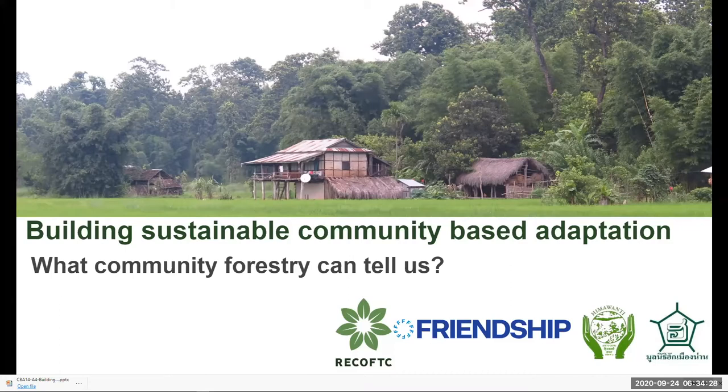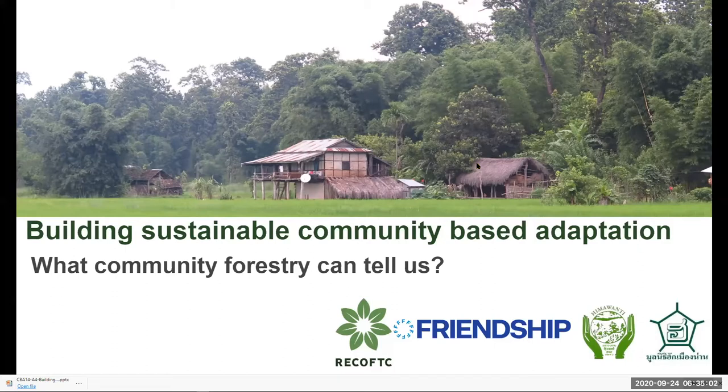Okay. So the session that we will discuss in the next 90 minutes is about the experience of how to bring community forestry in to contribute to community-based adaptation. I'm sure many of you have heard about community forestry, or only a few of you have heard about the approach, but I'm sure most of you understand the concept of community-based adaptation.